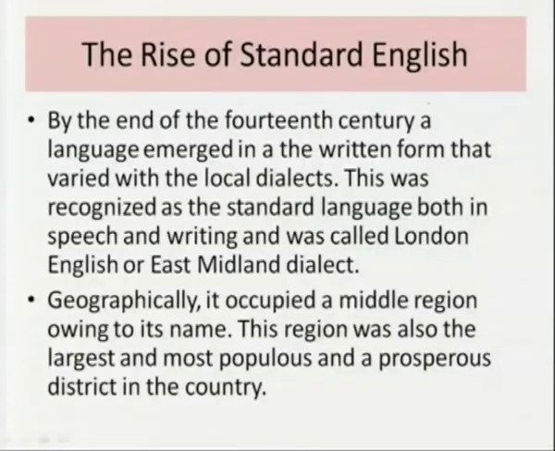Now let's read from, I think, Baugh. By the end of the 14th century, a language emerged in the written form that varied with the local dialects. This was recognized as the standard language, both in speech and writing, and was called London English or East Midland dialect. Geographically, it occupied a middle region, owing to its name. This region was also the largest and the most populous and prosperous district in the country. You have to understand, this was really the beginning of mercantile capitalism.